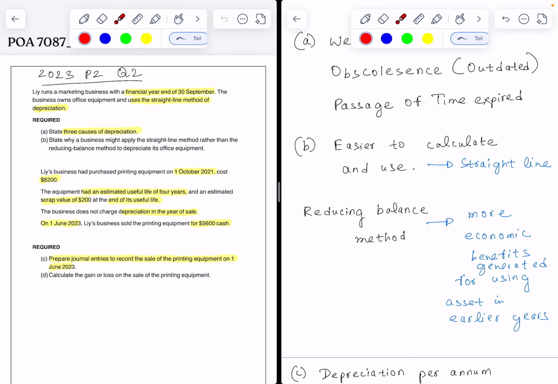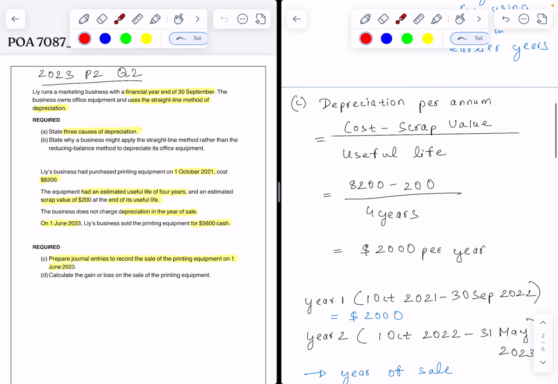So if you had got a question where you had been asked to provide valid reasons for why a business might use the reducing balance method instead of the straight line method, you could choose this explanation where the business prefers to use this asset and extract more economic output in the earlier years for the purpose of generating revenue. All right, so let's now understand the journal entries relevant to the sale of the non-current asset.